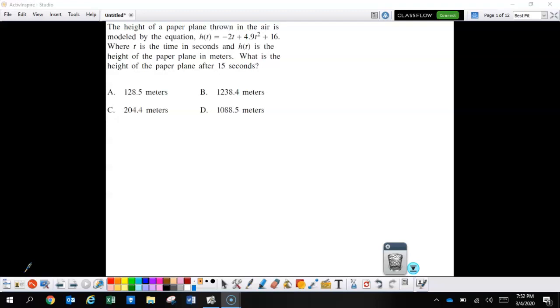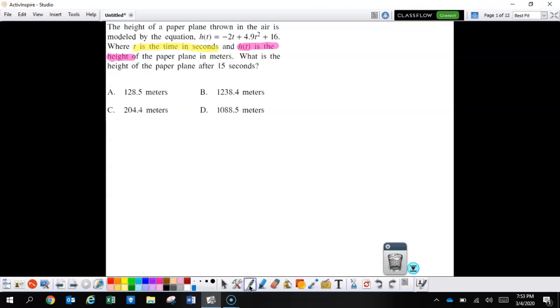Alright, number one, the height of the paper plane thrown in the air is modeled by the equation h of t equals negative 2t plus 4.9t squared plus 16, where t is the time in seconds, so that's important to know right there. T is the time in seconds, and h of t is the height of the paper plane in meters. What is the height of the paper plane after 15 seconds?